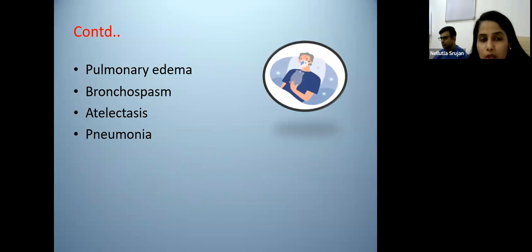We also have some other complications like pulmonary edema, bronchospasm, atelectasis, and pneumonia. So what is atelectasis? That is nothing but the complete or partial collapse of the lung, that is, of the lobes.